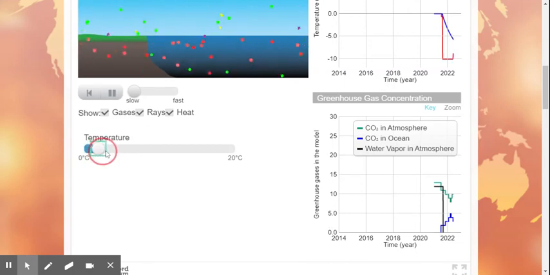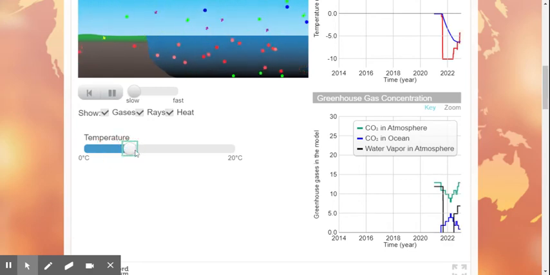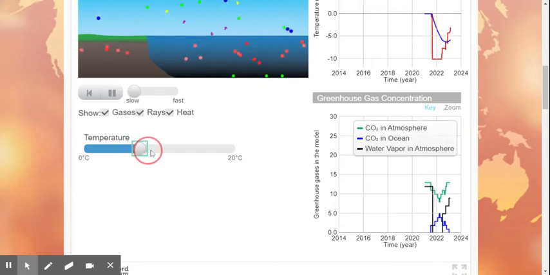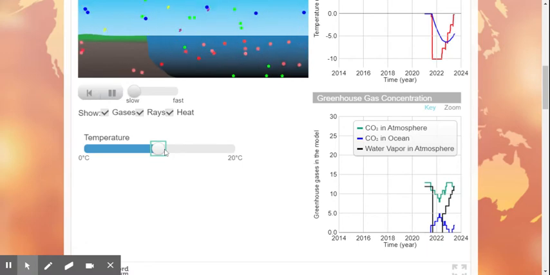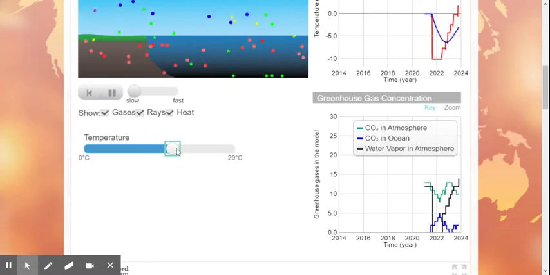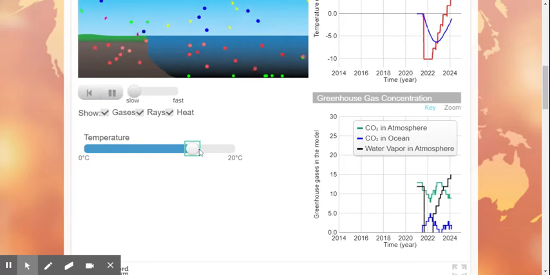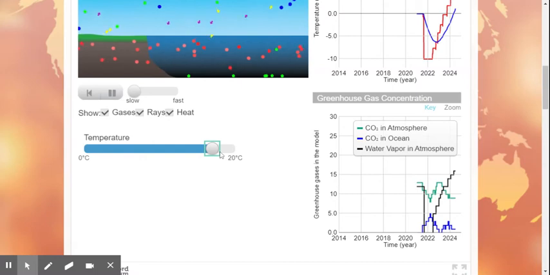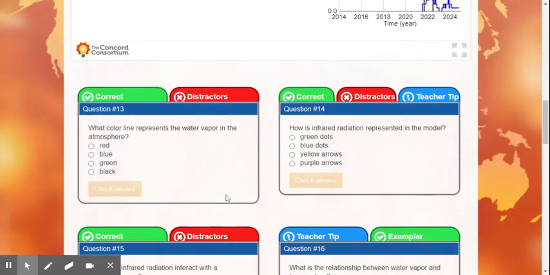Well, I'm going to push it up a little at a time. What happens to the black line every time I push it up? So I'm increasing the temperature. What relationship can you see between the temperature of the planet and the amount of water vapor in the atmosphere? Well, every time I make it go higher, the amount of water vapor in the atmosphere goes up. Got it? Let's move on.